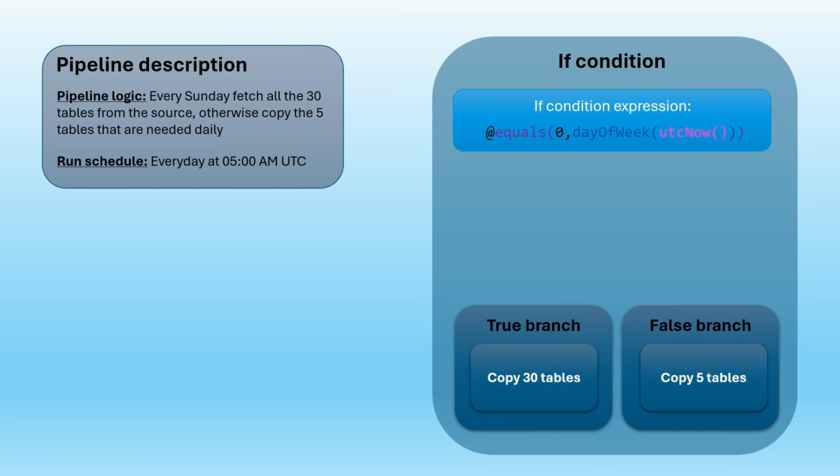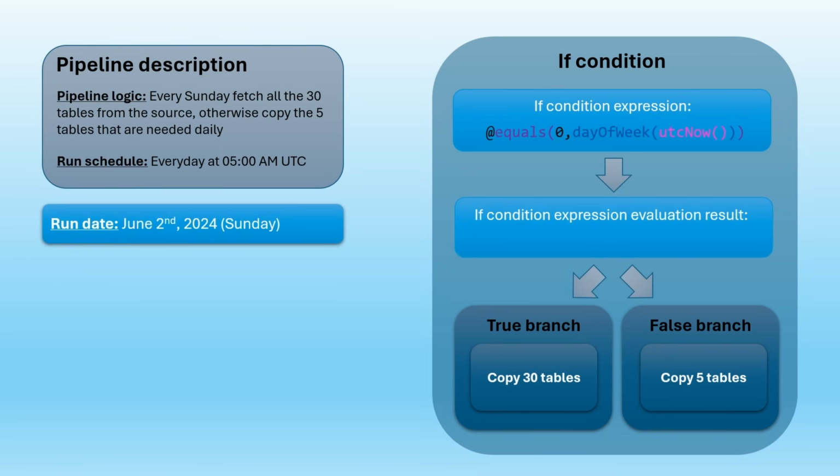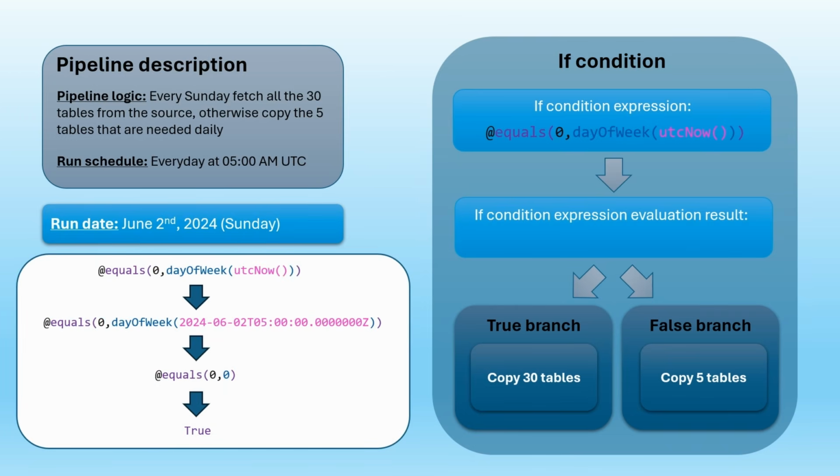But now let's again do an imaginary run for our pipeline for June 2nd, 2024, which happens to be Sunday. And let's see how our expression would resolve step by step in this situation. First, when we run our expression, the UTC now would resolve the current timestamp since it is the innermost function in our expression. Second, our day of the week function resolves using the timestamp that came from our UTC now function, and since our pipeline is running on Sunday, it will resolve to 0. Then lastly, our equals function compares: does 0 equal 0, and it does, so it will then resolve to true.